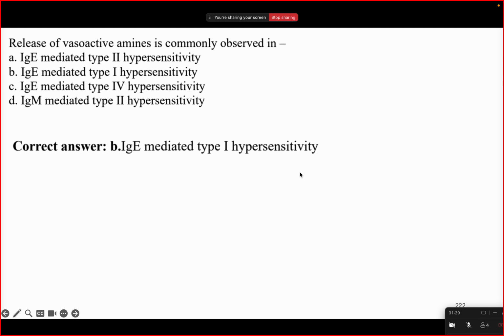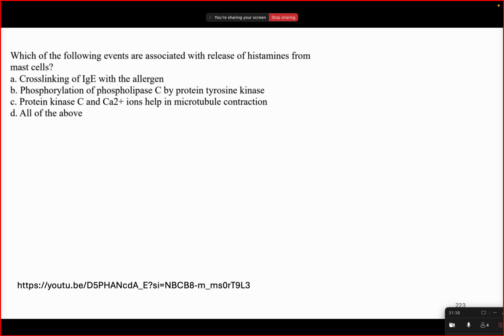The right answer is IgE mediated type 1 hypersensitivity. Which of the following events are associated with release of histamines from the mast cells? Is it cross-linking of IgE with the allergen? Phosphorylation of phospholipase C by protein tyrosine kinase? Protein kinase C and Ca2 plus ions help in microtubule contraction? Or all of the above? You guys have 20 seconds to put your answers in the chat box.